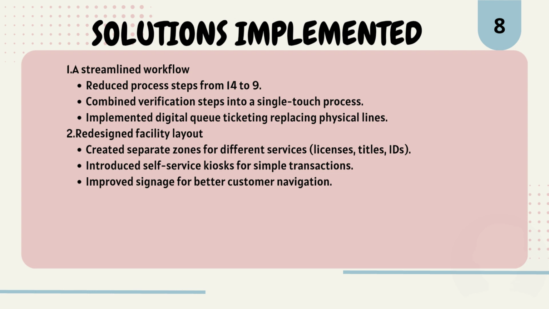Based on the analysis, the industrial engineering team implemented several major solutions. First, they streamlined the workflow by reducing unnecessary steps and combining repeated verification stages. They reduced the process steps from 14 to 9. They also combined the verification steps into a single touch process. They also implemented digital queue ticketing to replace the physical lines, which helps to remove congestion.